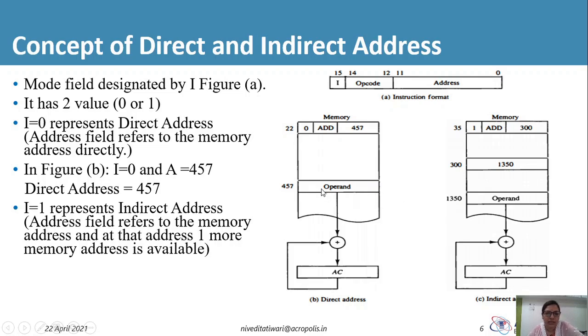So basically there are two main differences. In the mode field, in case of direct address, the value of the mode bit is equal to 0, and its address value will be 457. In case of indirect memory address, the mode bit field value will be 1, and the address value will be 1350. So this is the concept of direct and indirect address that will be useful to find the operand value from memory.